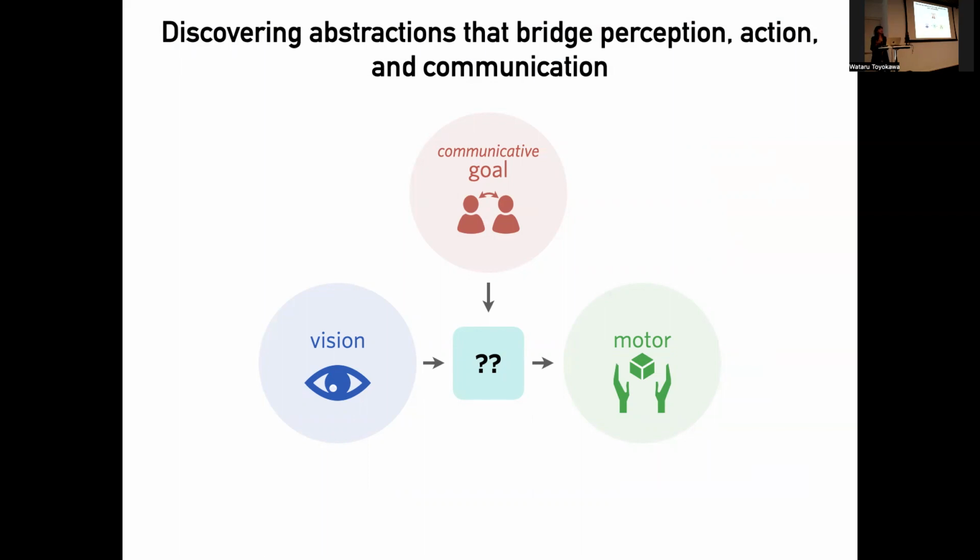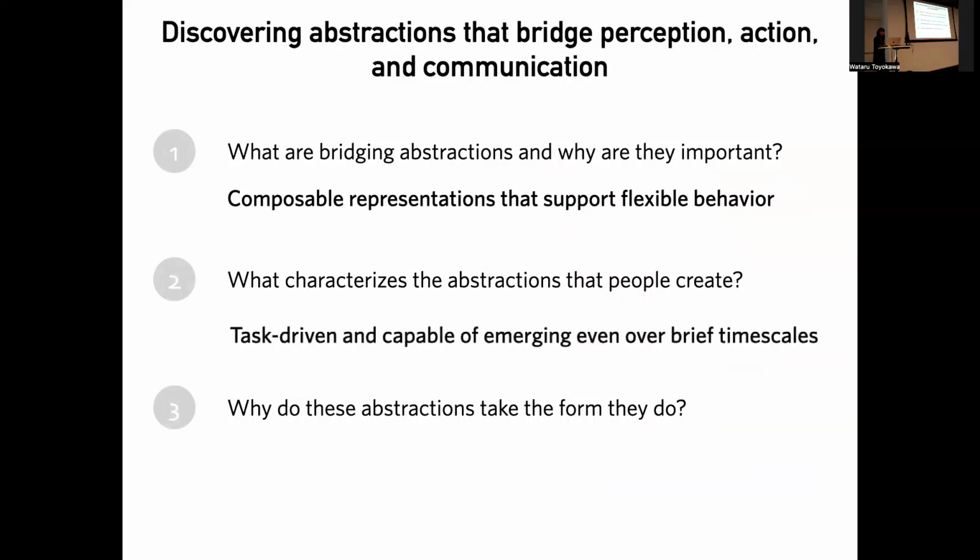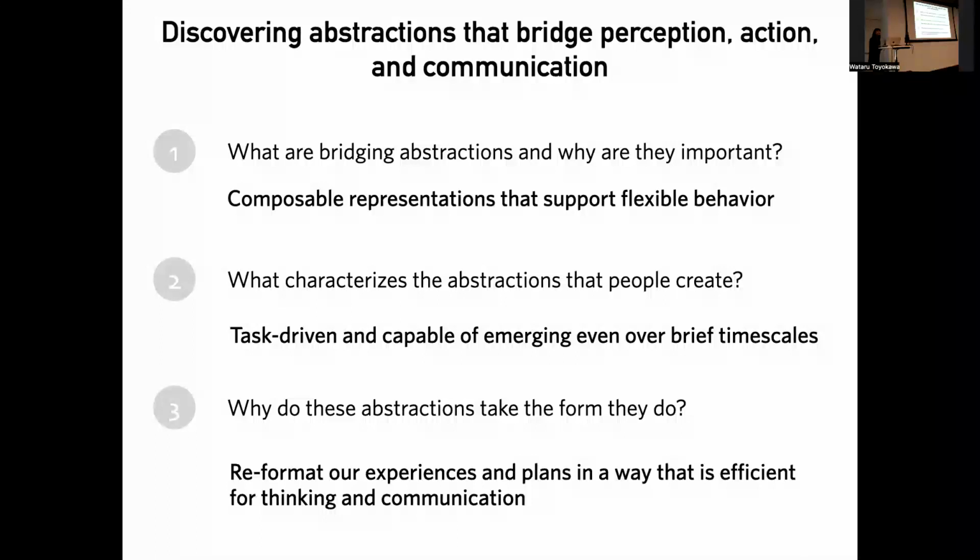And then it gives rise to a set of what I've been calling bridging abstractions that serve to link perception to action. So returning to the questions I posed at the outset, bridging abstractions are composable representations that are important because they support flexible multimodal behavior. They're useful not because they're static, but because they can be modulated systematically according to an agent's behavioral goals and can emerge and change even over brief timescales, brief social interactions. And third, evidence from our modeling studies suggests that these abstractions take the form they do because they provide useful ways of reformatting our experiences and plans in a way that's efficient for thinking and communication.